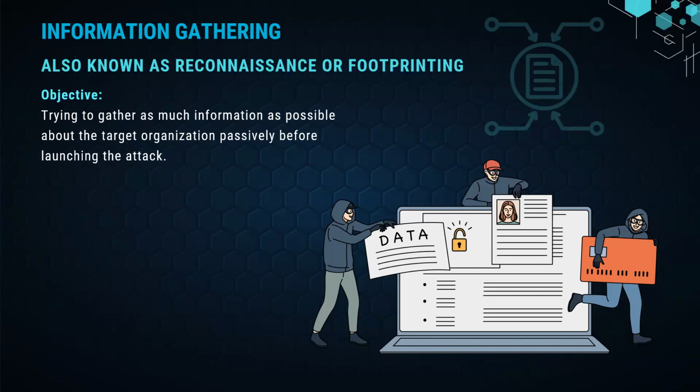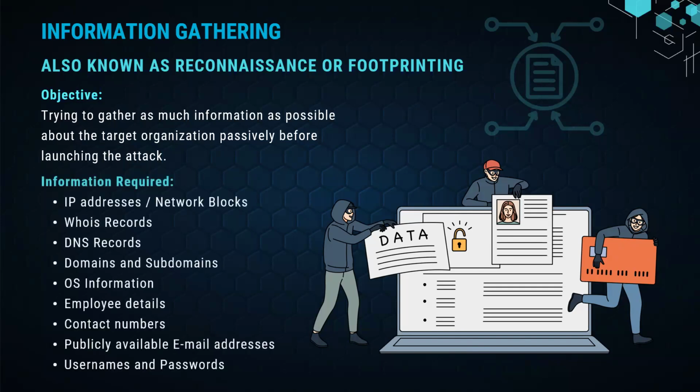But the main question that arises here is: what kind of information are you looking for? What do you need to obtain here? It is as follows. You're getting the IP addresses, the network blocks, the WHOIS records, the DNS records, the domains and subdomains, operating system information, employee details, contact numbers, etc. Sometimes also usernames and passwords of these employees, which might have been leaked in data breaches online. So what are those data breaches? How do you access them? How can you get those usernames and credentials and verify if they are still working or not? That is what we learn in the information gathering phase.